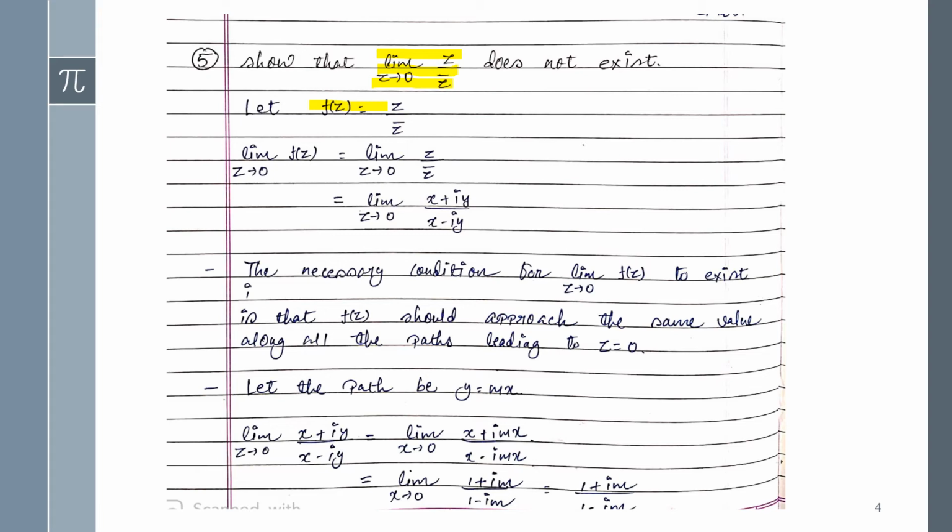Now applying the limit on both sides, the limit as z tends to 0, and putting the values of z we get x plus iy over x minus iy. Now here you can see the limit is given in z, but the components are given as x and y both. So definitely there are two variables x and y, because z is actually x plus iy.